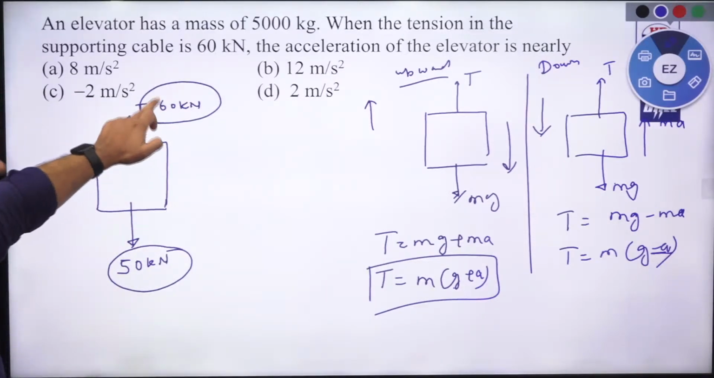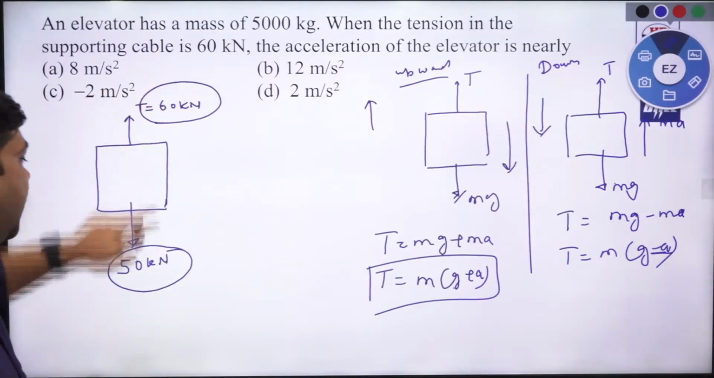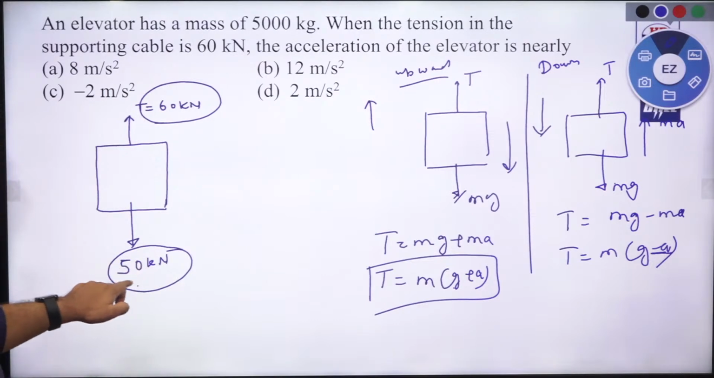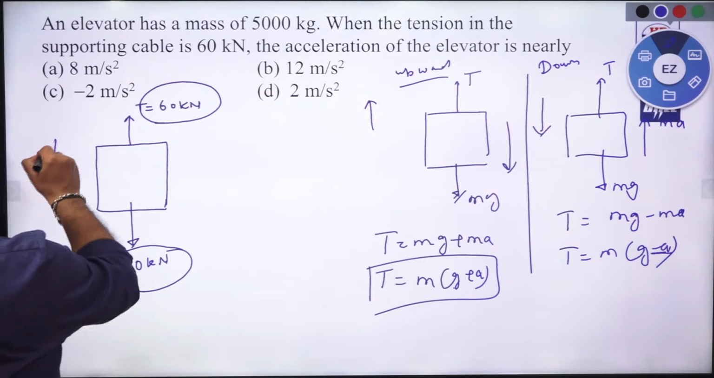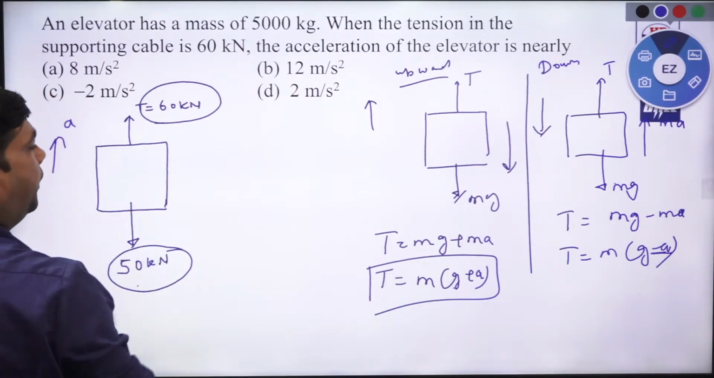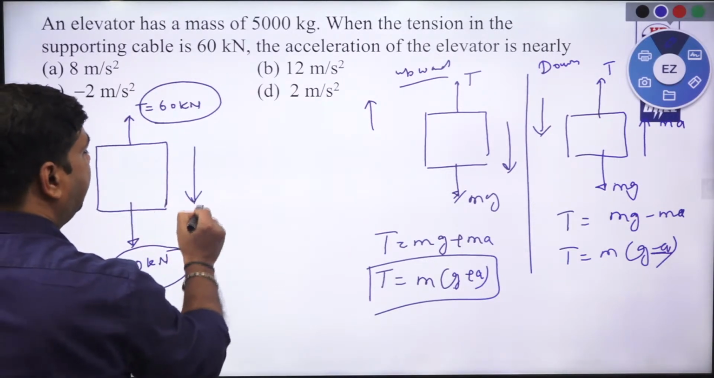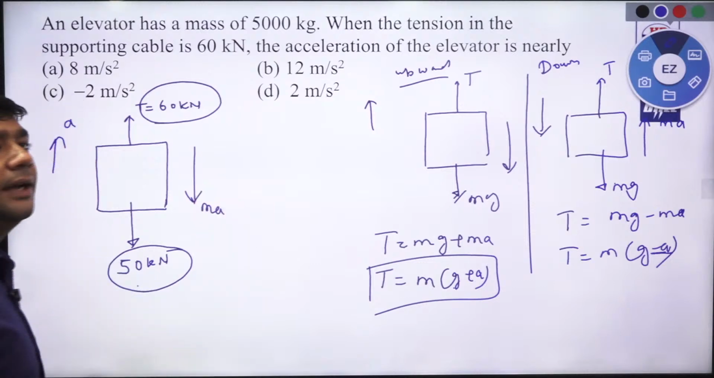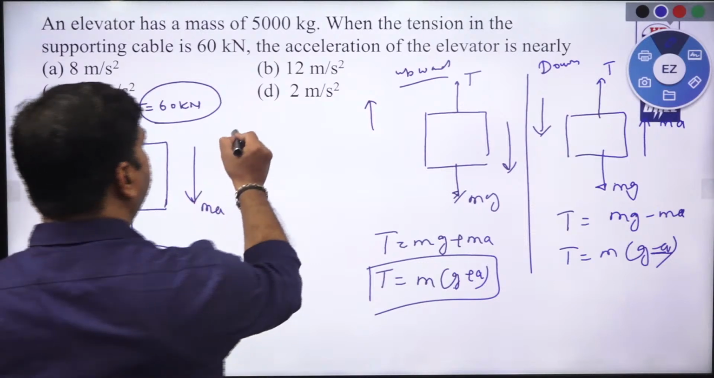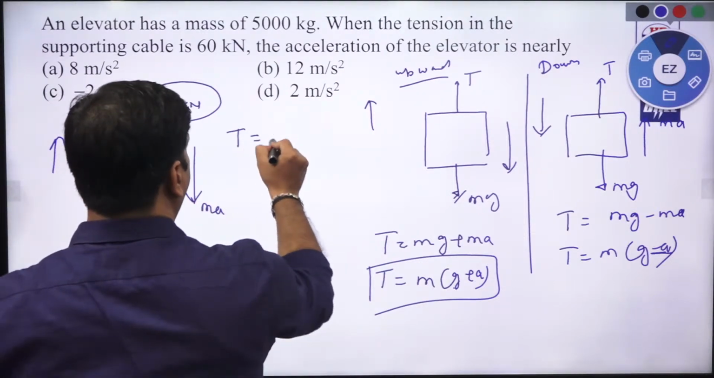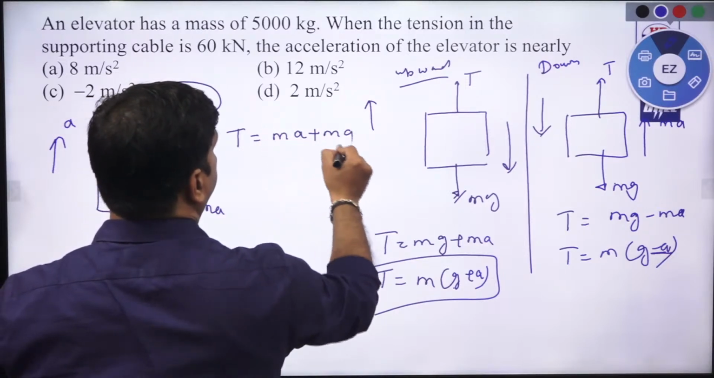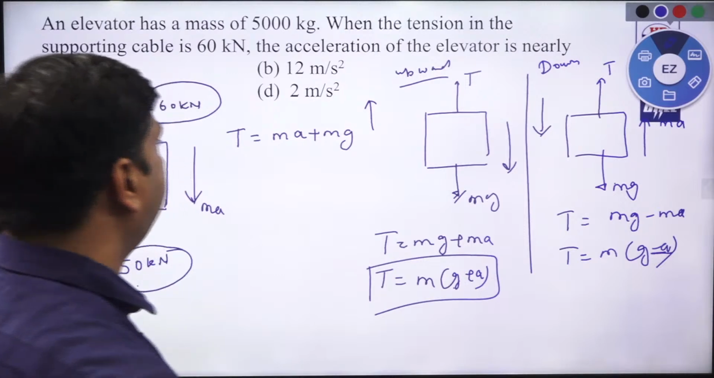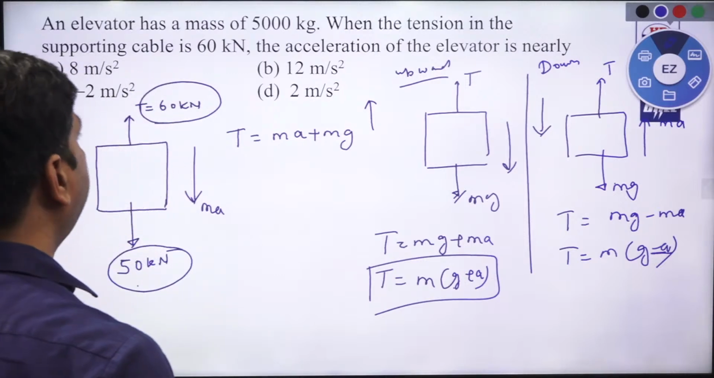So whenever the tension in the cable is greater than the actual weight, the acceleration is towards the upward of the body, and the inertia force is acting opposite to that. So from here we can write T equals m of a plus m of g. We have to find the value of the acceleration.